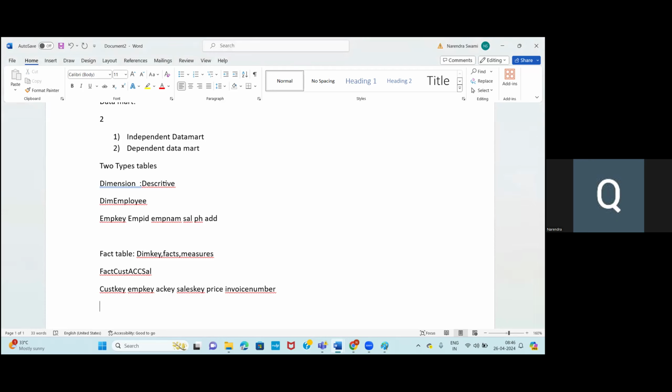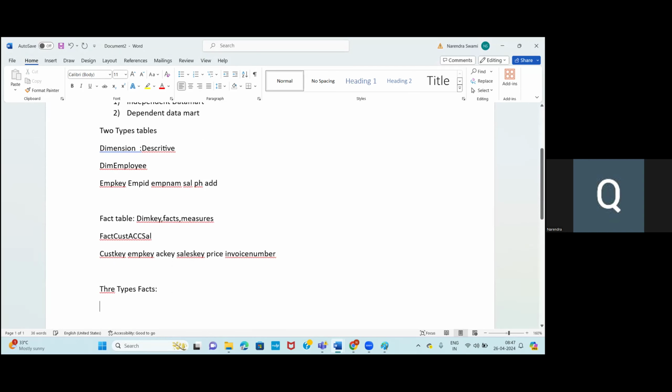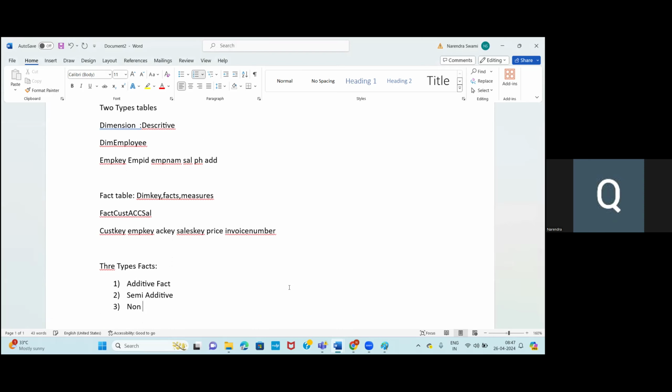Yesterday we have seen about the fact tables. Yesterday, coming to the yesterday class, we have seen that three types of facts are there. Okay. So one is additive fact. And second one is semi-additive. And third one is non-additive. So additive, non-additive, and semi-additive.